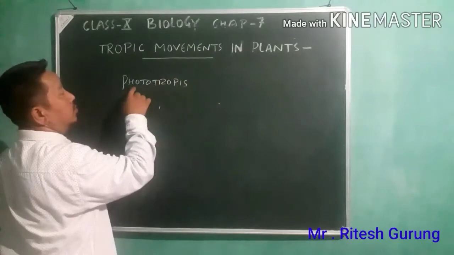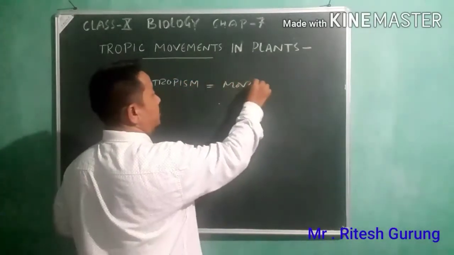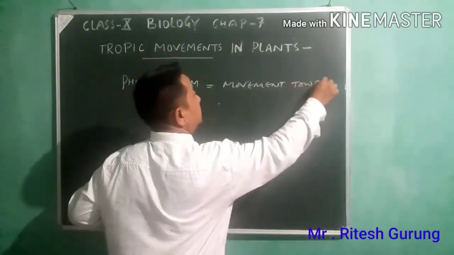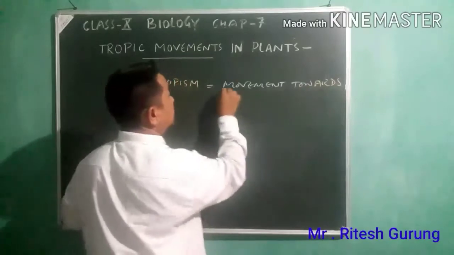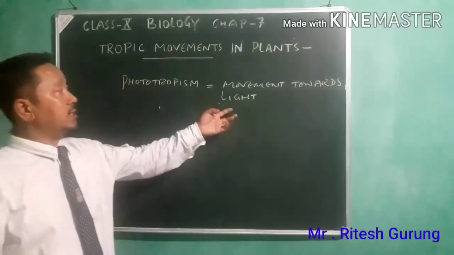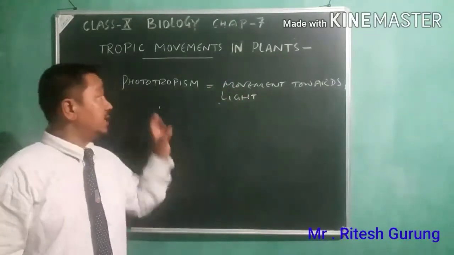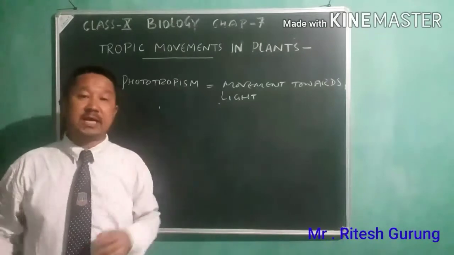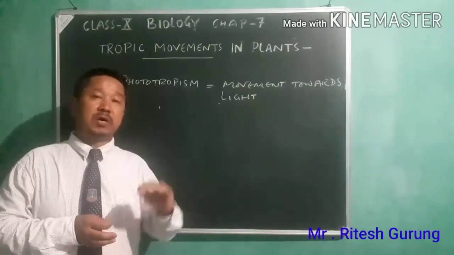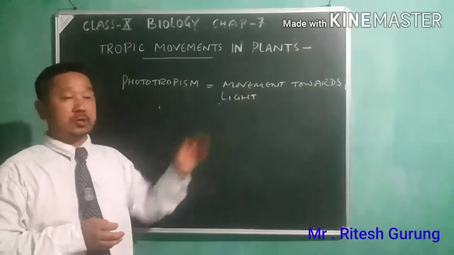Phototropism. That means movement towards light. Okay, movement towards light. Movement means response of a plant towards the source of light. That is called phototropism. Photo means light, and tropism means the response or the movement towards something. So towards means here the light. So phototropism.